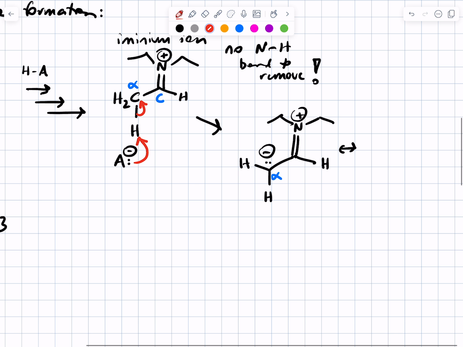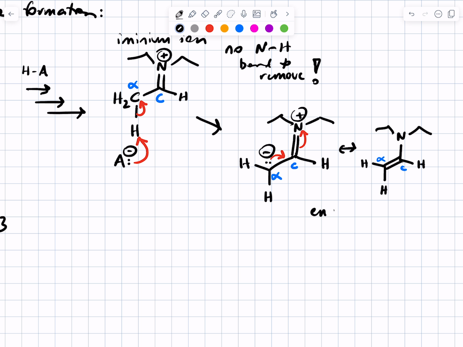You can move this lone pair to be a pi bond between alpha and the carbonyl carbon. If you stop there, you'd have too many bonds to carbon, so you have to break the carbon-nitrogen pi bond, move it out to a lone pair on the nitrogen. And these two are resonance structures of each other. The major contributor is probably the neutral one. Both of these are valid resonance structures for the enamine product.